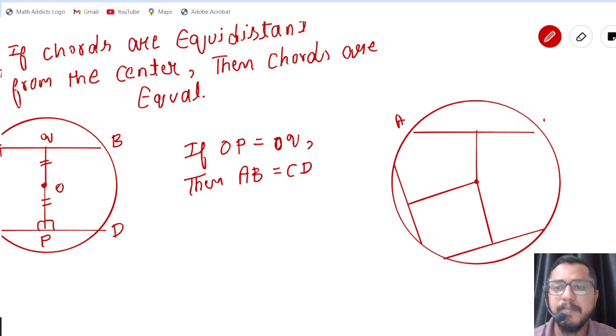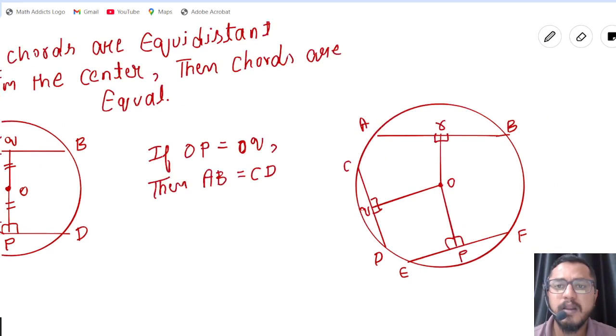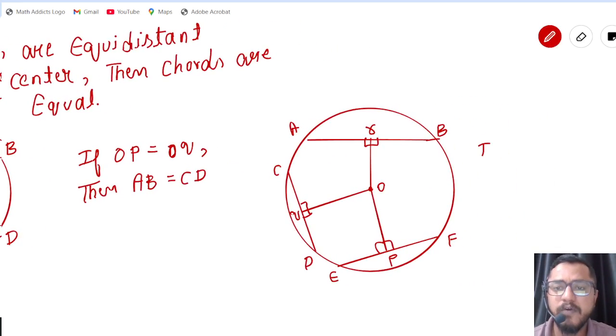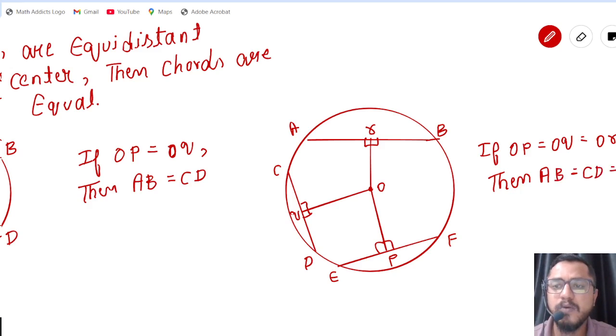So let me consider three chords. I'll consider this as AB, and I'll join this line. Let this be CD and let this be EF. Let O be the center. So always this length will be perpendicular: OP, OQ and OR. Understood? So try to write the short note. If chords are equidistant, the length of OP will be equal to OQ will be equal to OR. Then what's the result? Then chords will be of the same length. Then AB will be equal to CD will be equal to EF.